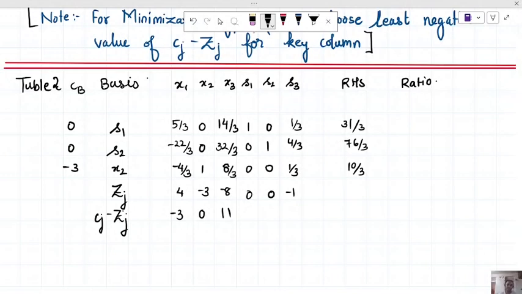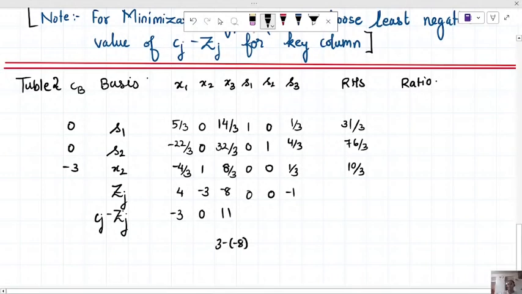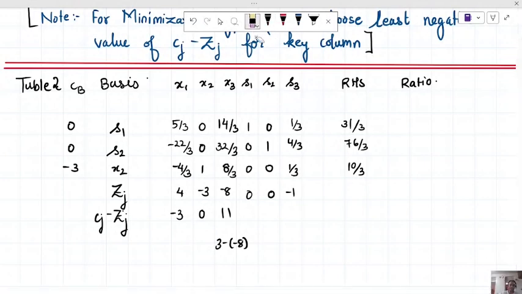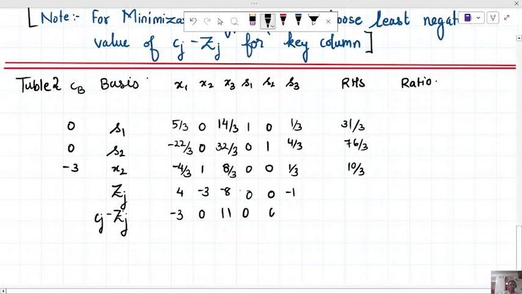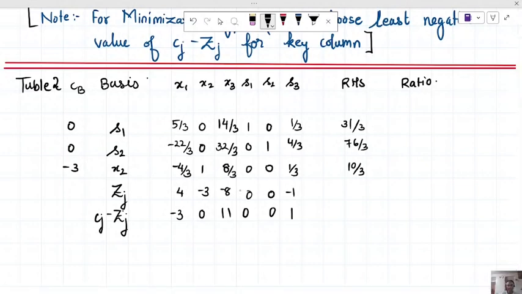Okay, because this will become 3 minus of minus 8, so it is 11. The next one, s1 coefficient is 0, so obviously this will remain 0. S2 coefficient is also 0, so it's going to be 0, and here it will become 1. Okay, so this is what we get.